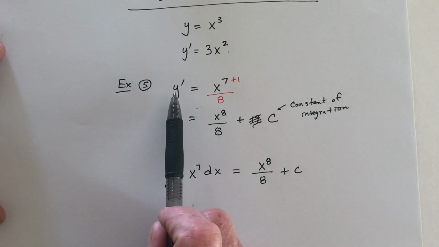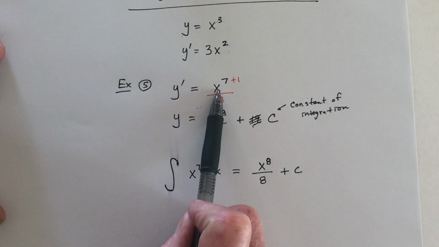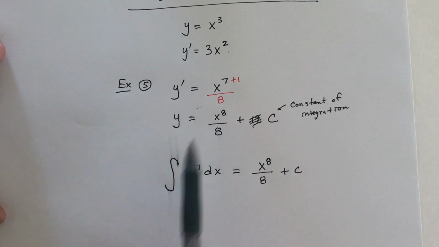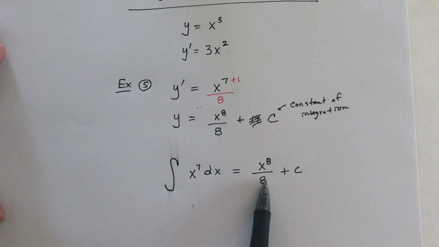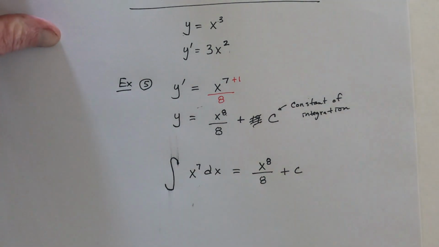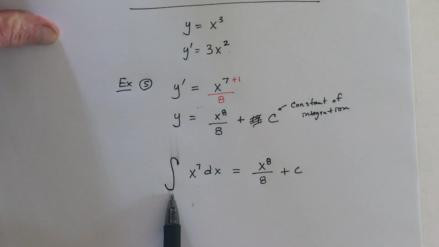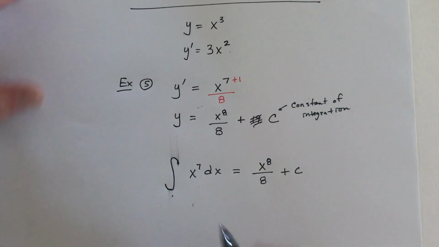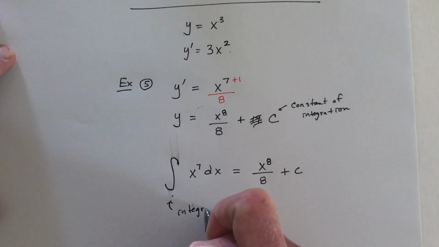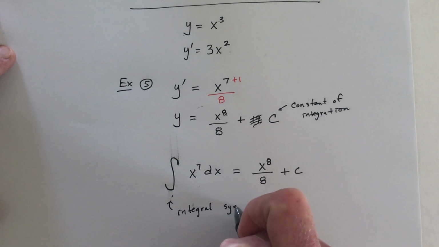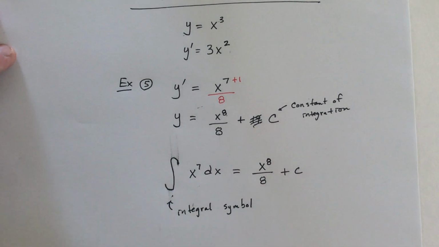So the question could be asked this way: if y prime equals this, then what does y equal? Or it could just say this symbol, which means the exact same thing, find the antiderivative. And this symbol right here is called the integral symbol. All right, now let's do some other examples.